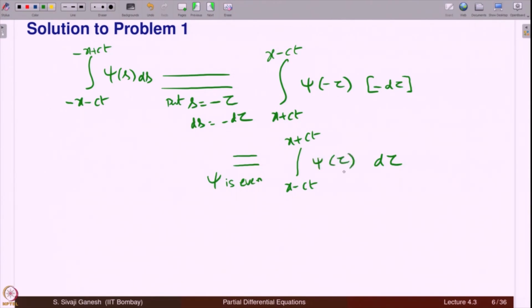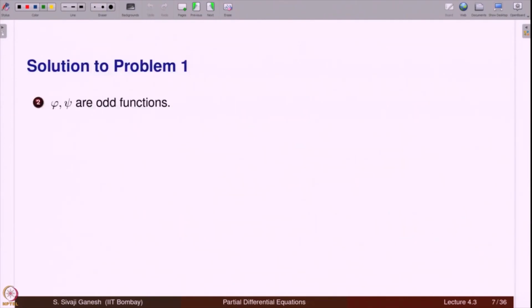So, therefore, we have shown that u of minus x comma t, we started with a formula and we have shown it is equal to u of x comma t. This holds for every x. That means u is an even function. So, let us move on to the next part.